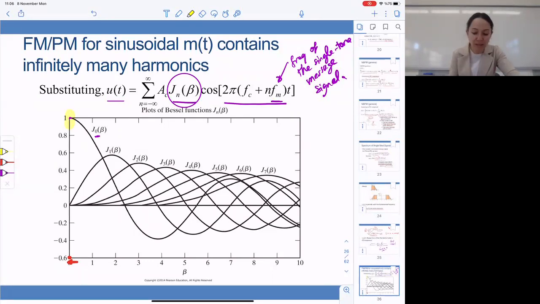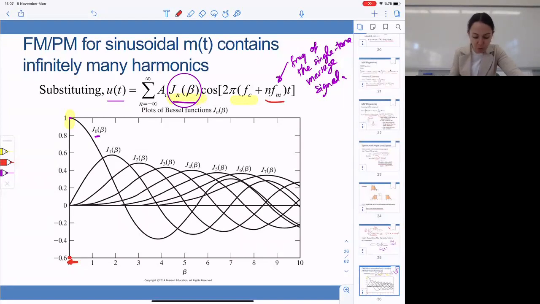I mean, only one spectral component. Let me quantify that, further qualify that. When beta is close to 0, what do we get? We have J0 of beta, which corresponds to a cosine term at frequency fc. And we also get J1 of beta, giving us fc plus minus fm. Okay?